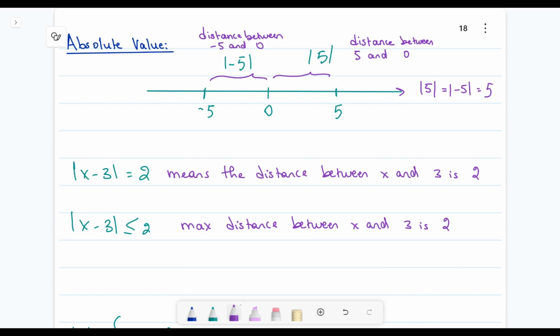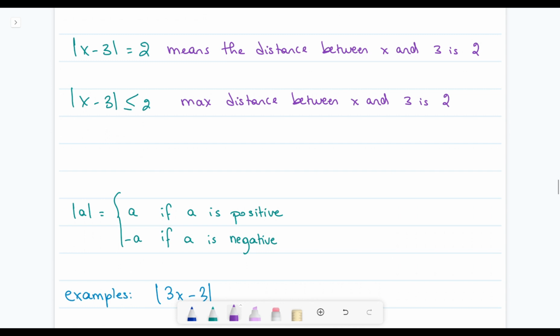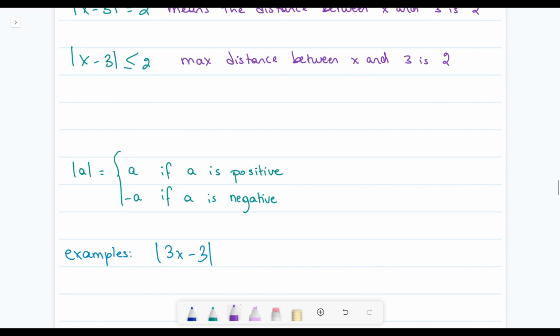If we are told that the absolute value of x minus 3 is less than or equal to 2, this means that the maximum distance between x and 3 is 2. Now we will look at a few techniques to solve expressions with absolute value. So the absolute value of a is equal to a if a is positive, and it's equal to negative a if a is negative. For example, absolute value of 2, where a is equal to 2, is equal to a itself. So it's equal to 2 because 2 is greater than 0, so 2 is positive.